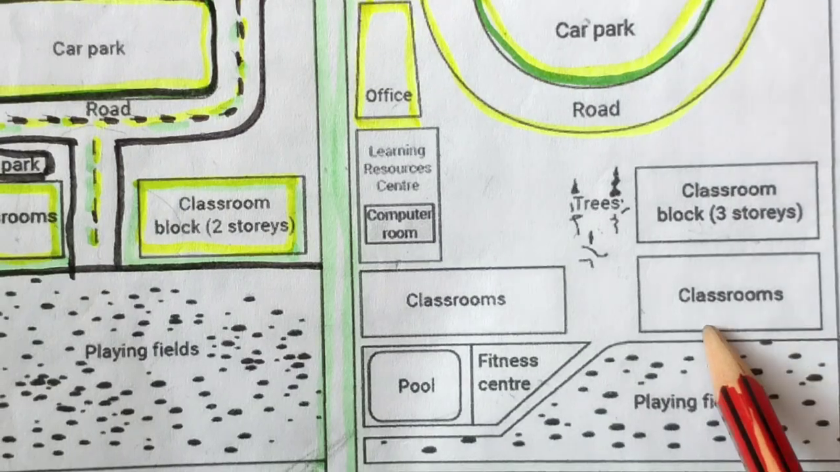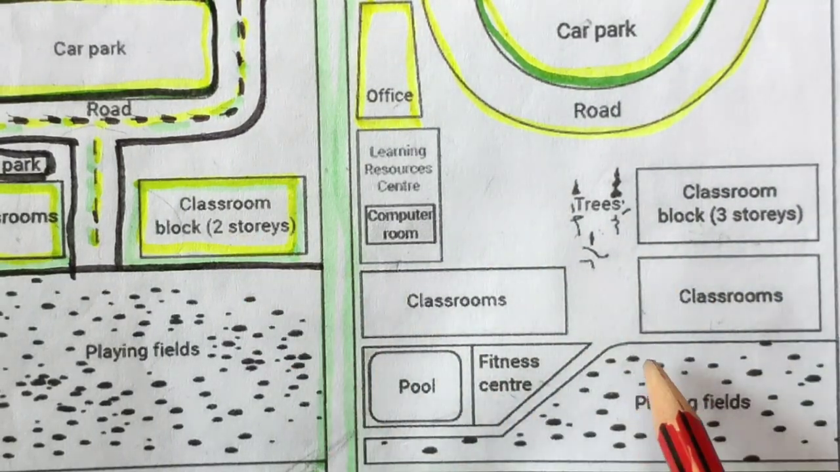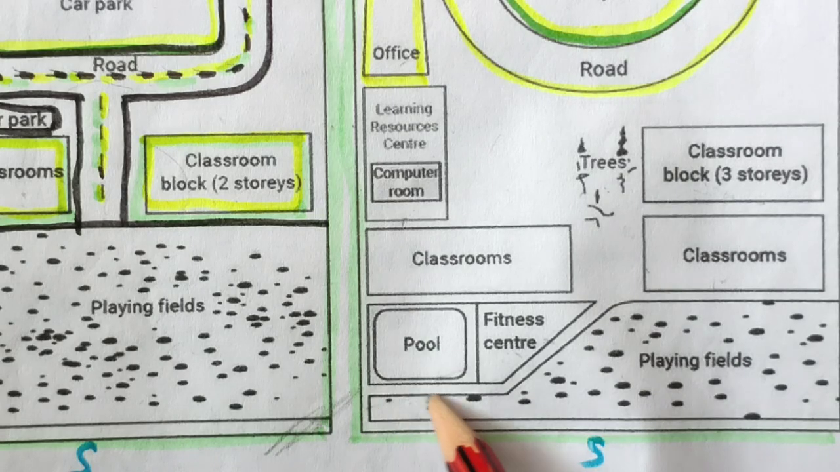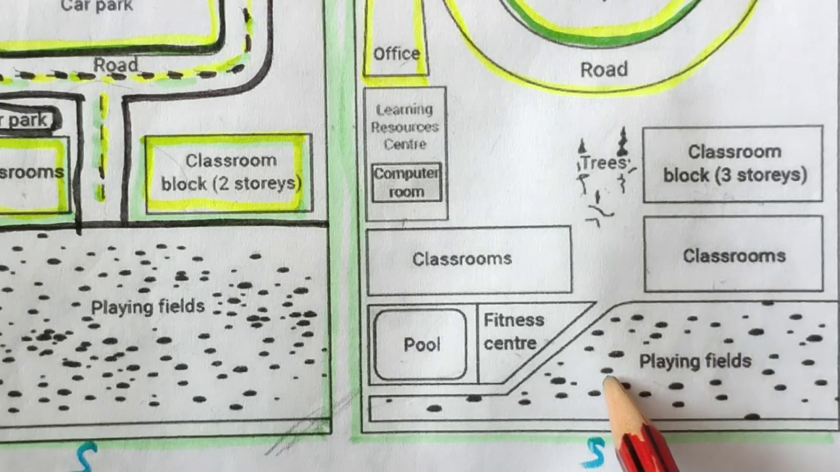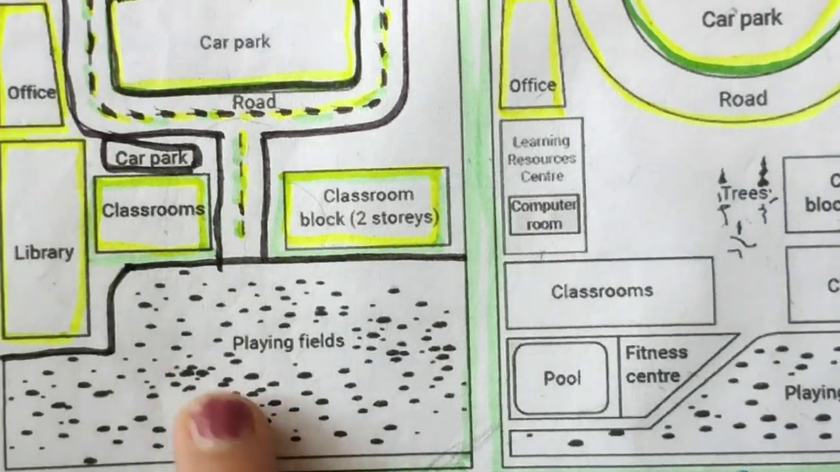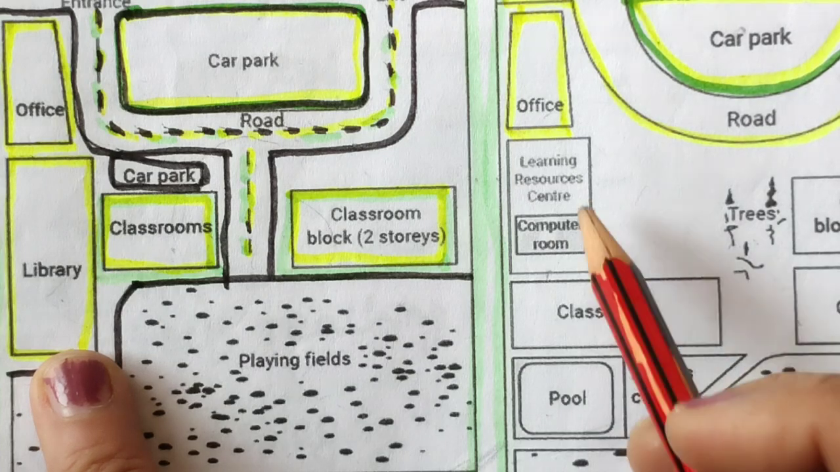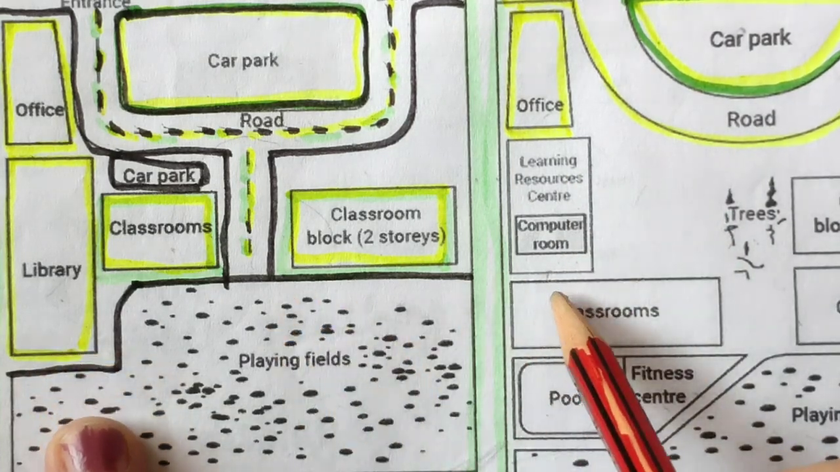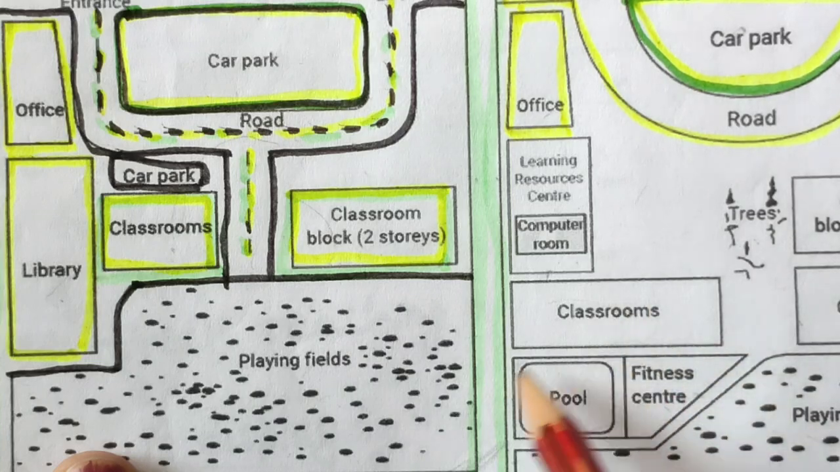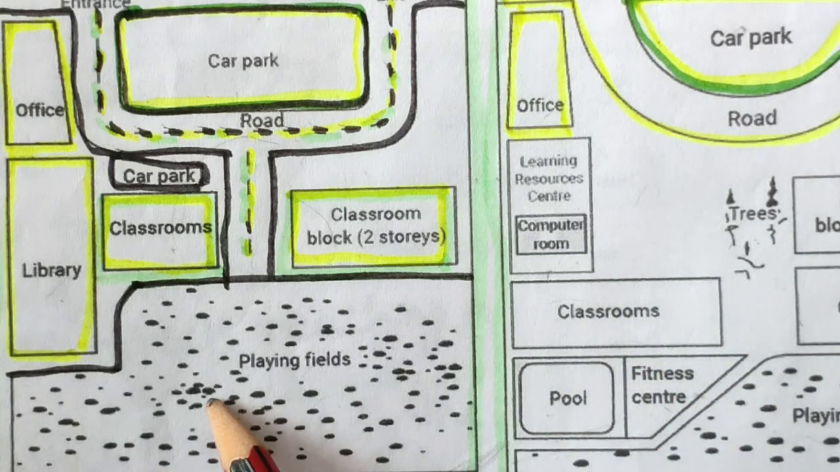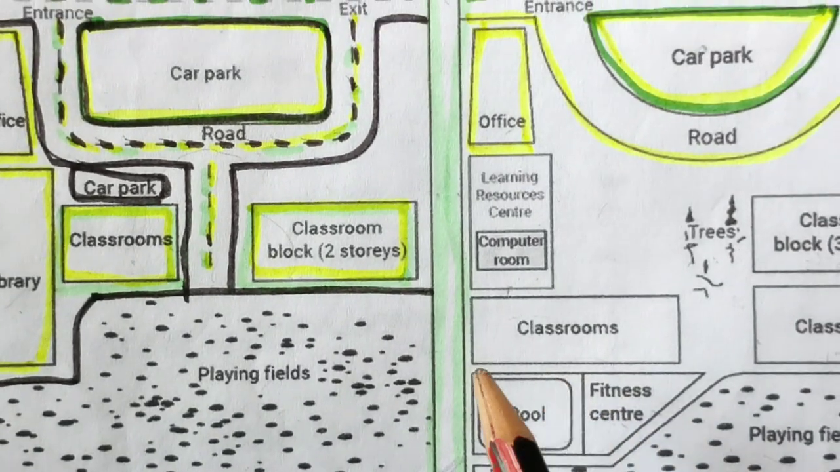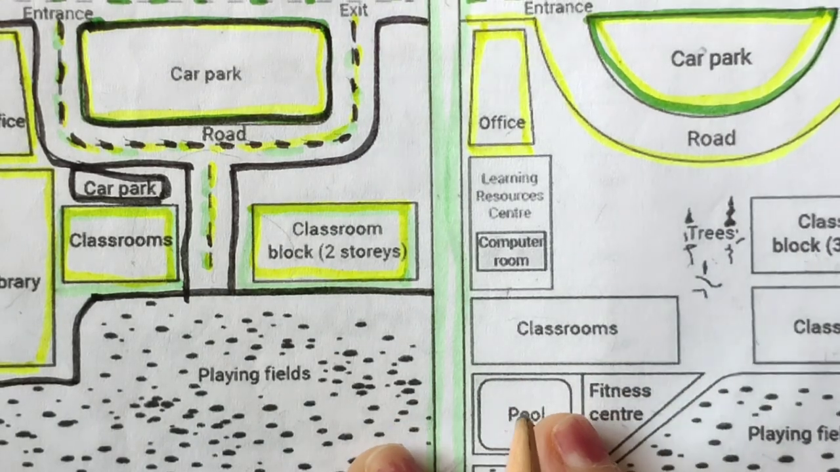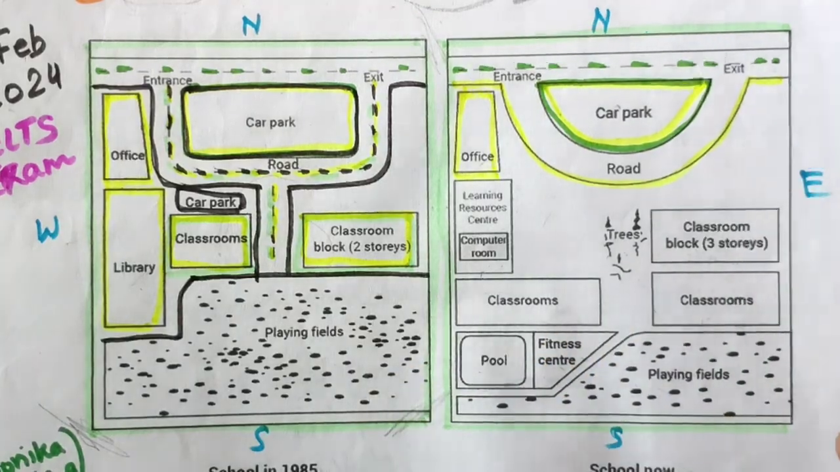And classrooms here also, it means okay, we can see one pool also, fitness center, classroom also, and playing ground is smaller than the older one. See, instead of library, they have converted computer room, and some portion they have taken from library to make these classrooms. And they have shortened the playing ground, and they have created some facilities, pool and fitness center. So I am explaining some vocabulary also. Now I will be showing you some vocabulary.